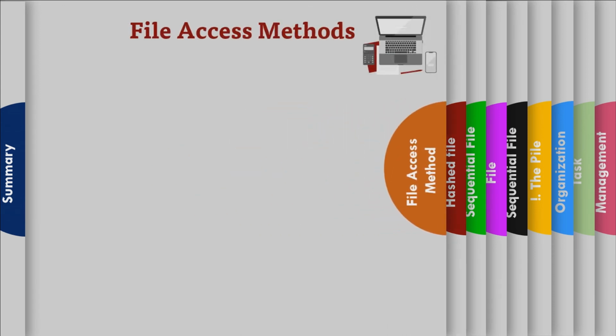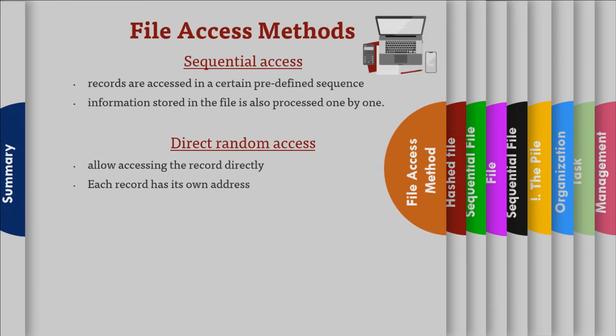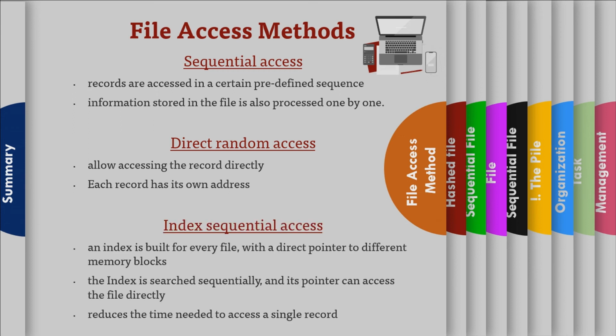Next, we are going to discuss file access methods. File access is a process that determines the way that files are accessed and read into memory. Sequential access. In this type of file access method, records are accessed in a certain predefined sequence. Information stored in the file is also processed one by one. Most compilers access files using this access method.